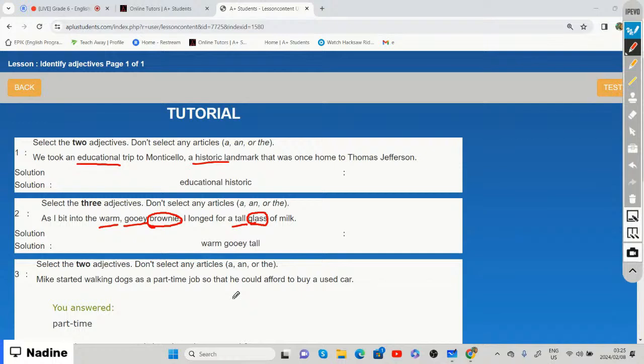Mike started walking those dogs as a part-time job, so he could afford to buy a used car. So Mike started walking the dogs as a part-time job so that he could afford to buy a used car.